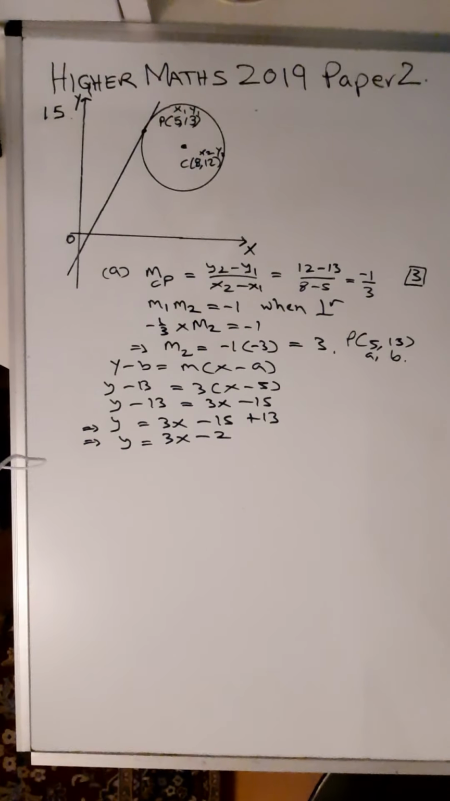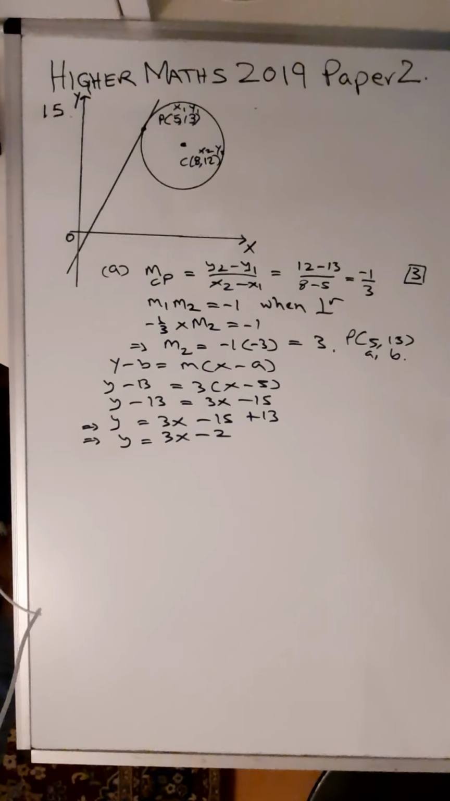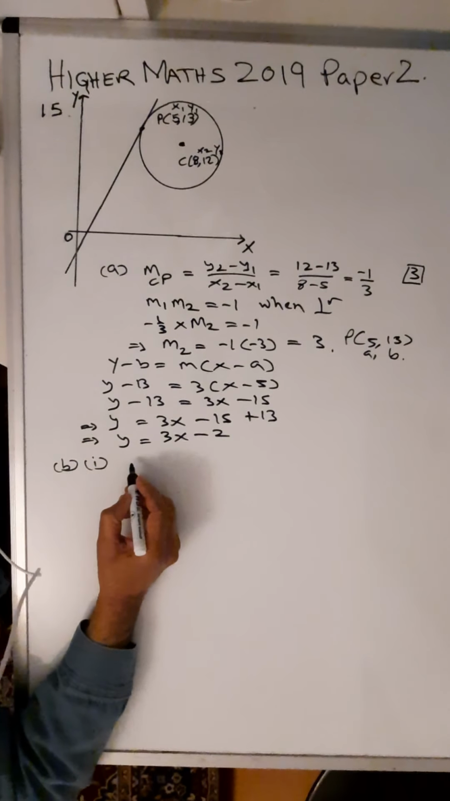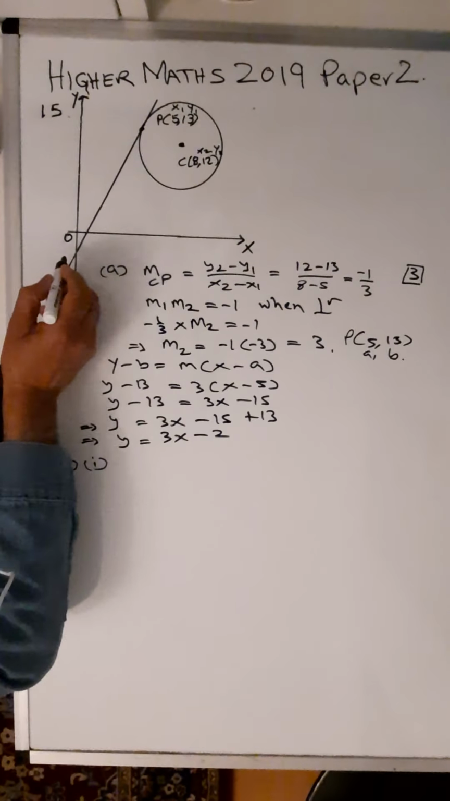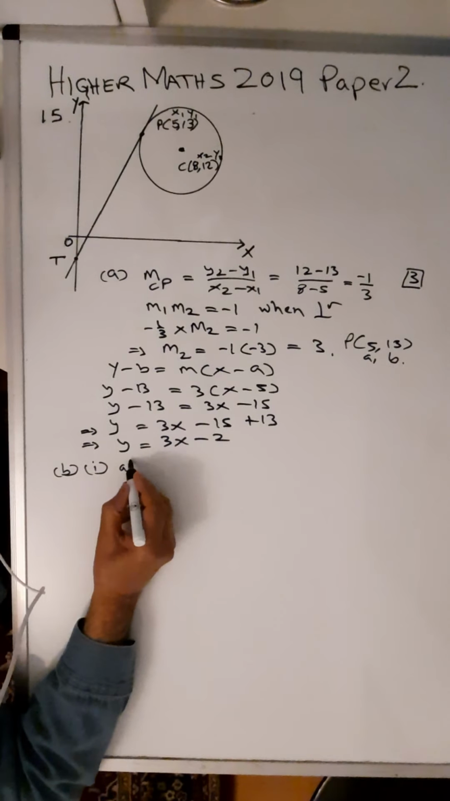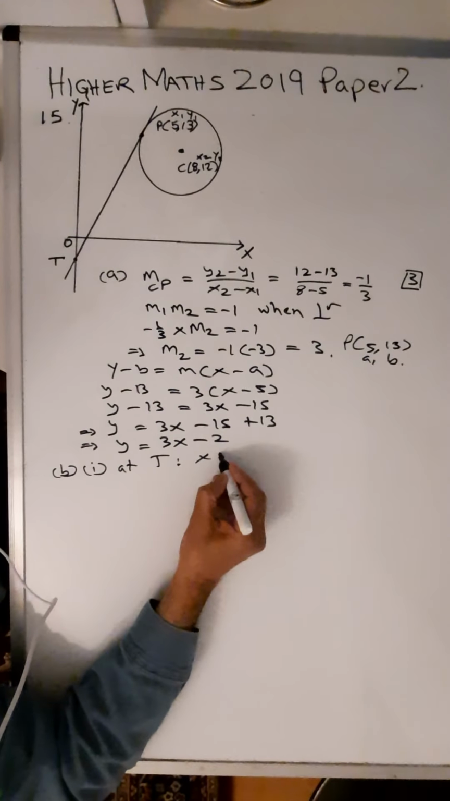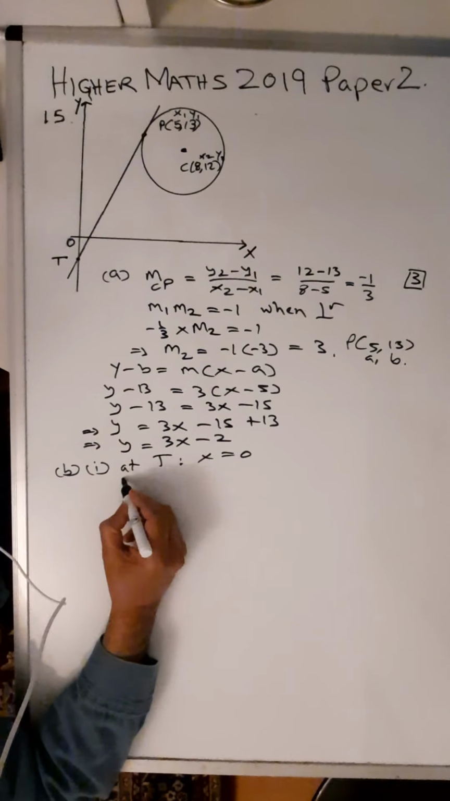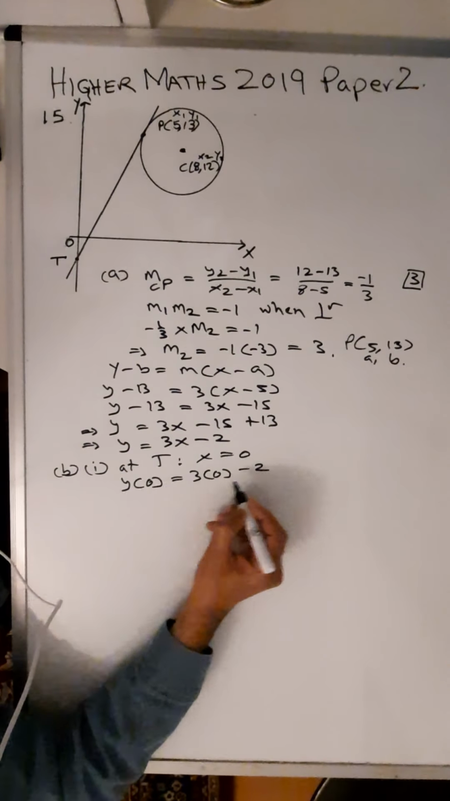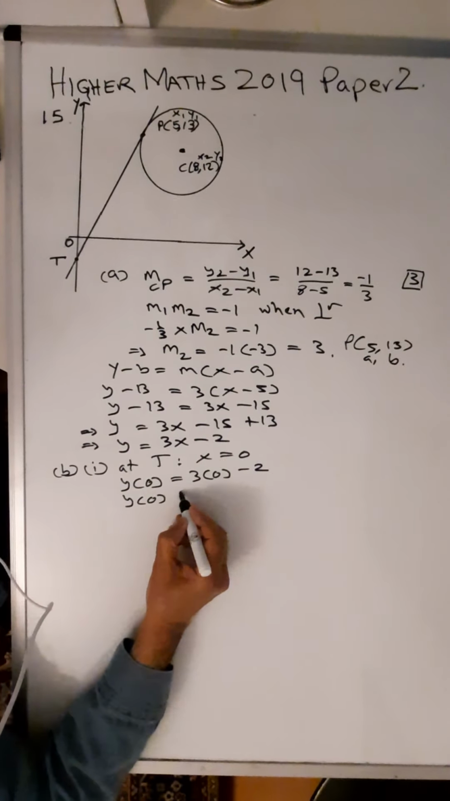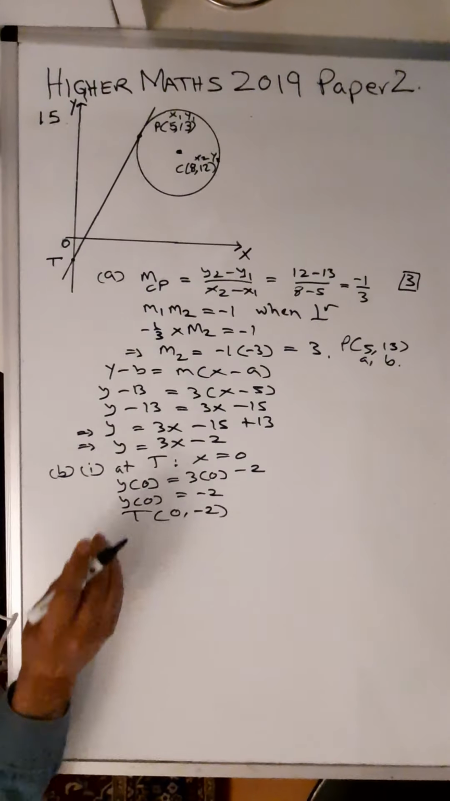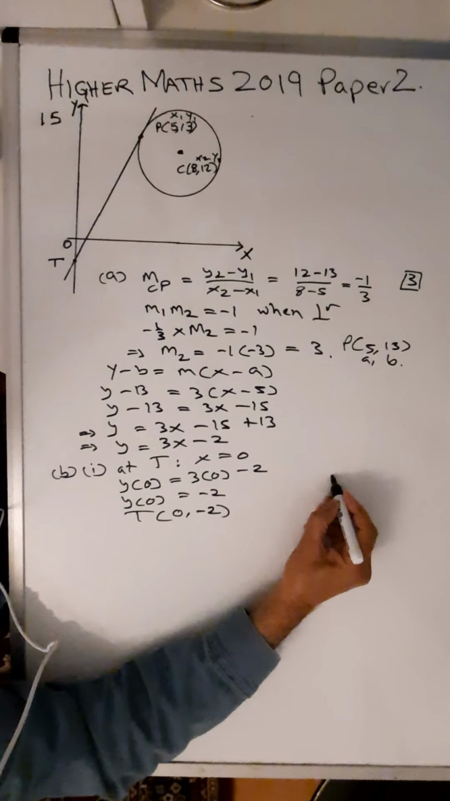The tangent from P meets the y-axis at the point T. State the coordinates of T. Part B part 1. Okay, so T is here. At T, x is equal to 0. So what is y when x is 0? Y is 3 times 0 minus 2. So the y coordinate when x is 0 is minus 2. So that means that T has coordinates (0, minus 2). That is for 1 mark.